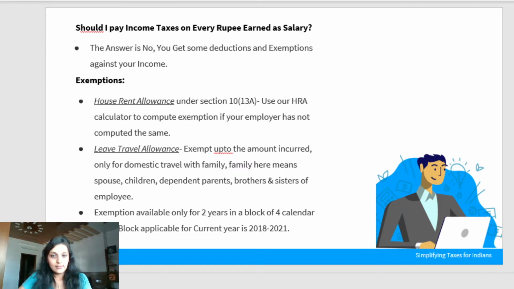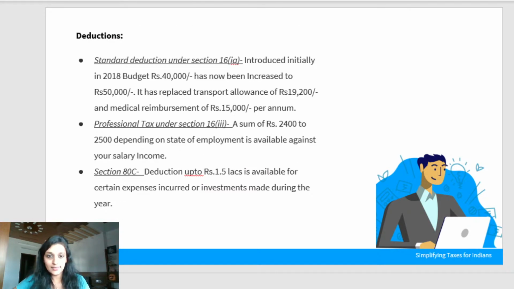Then another thing which comes under part B of Form 16 are the deduction sections. So in the deduction part, first one is the standard deduction. You can claim a flat 50,000 as standard deduction from your income from salary. Then professional tax. This will depend on the location of the company. Accordingly, 2400 or 2500 will be reduced from your total yearly salary income, and standard deduction and professional tax will be allowed against your salary income.